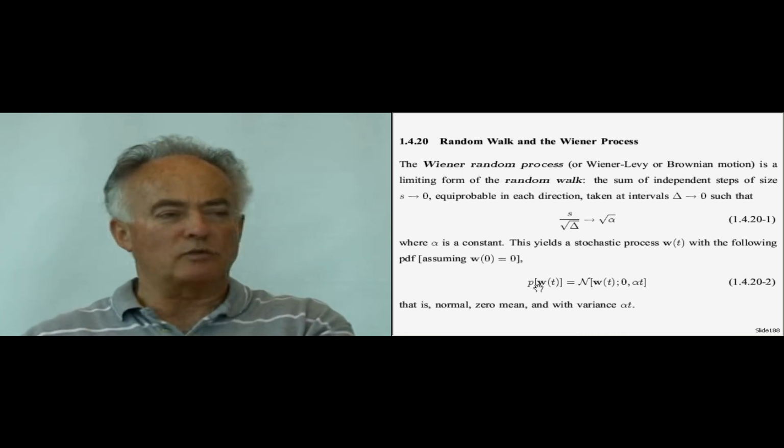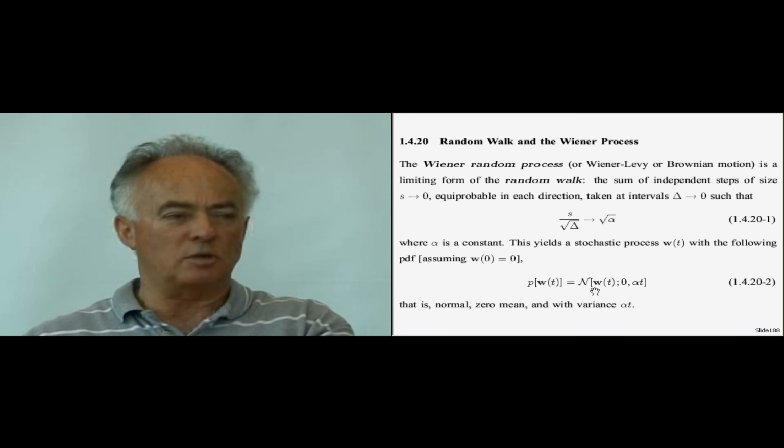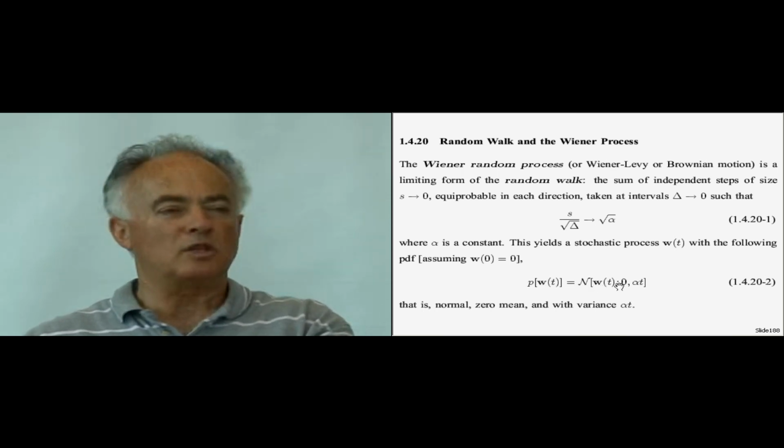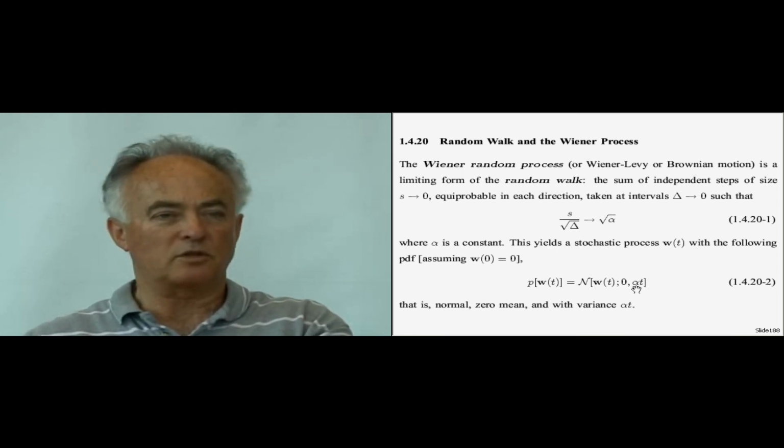The probability density function of w(t) is Gaussian, argument is w(t), mean is 0, variance is alpha t. Now, this is a non-stationary process because you can see immediately that its variance depends on time. So second moments are not going to be invariant with respect to a shift of the time axis.